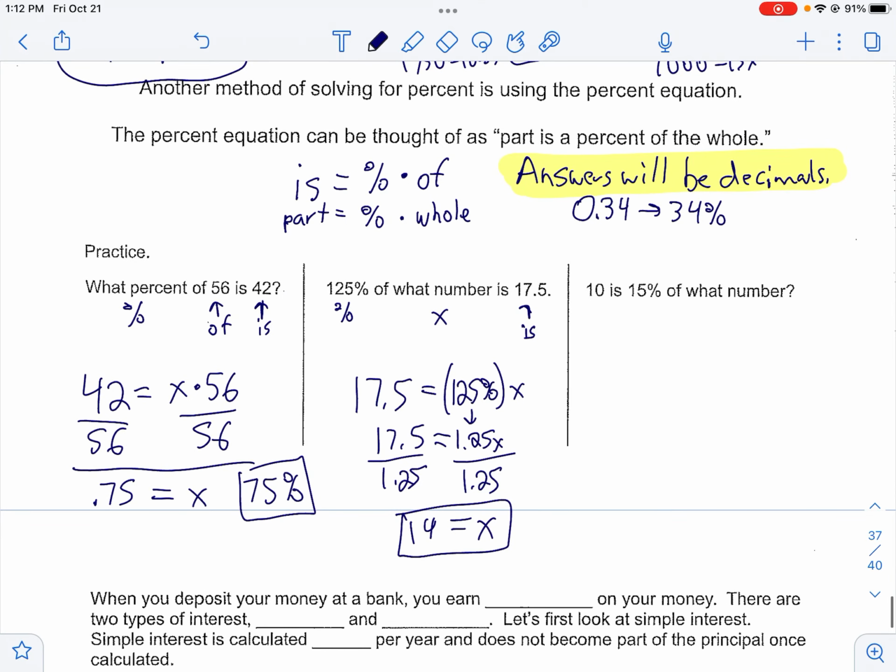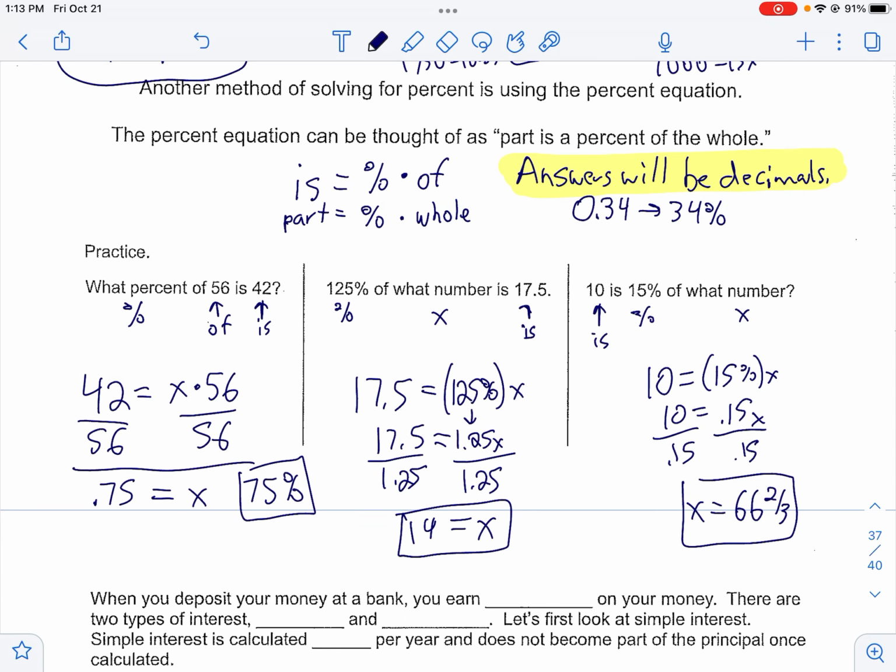Okay, last but not least, we'll have you guys pause and try this one on your own, and then come back to see if you did it correctly. So we're given the "is," we're given the percent, and we're finding the whole, or the "of." So we know our equation would be 10 equals 15% times the "of," or the whole number. Again, 15% can be written as 0.15. So to solve the equation, we'll have 10 equals 0.15x. Divide both sides by 0.15. And again, we'll end up with our answer of x equals 66 2/3.